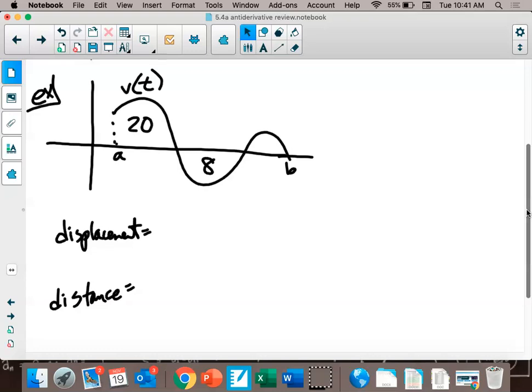Motion is on every single AP exam that's ever been published. There is always a motion problem. If you take the BC, often the motion problem is parametric, so you won't learn how to do them until you get to BC. But the same concepts apply even in parametric world. It's just adding a second dimension.